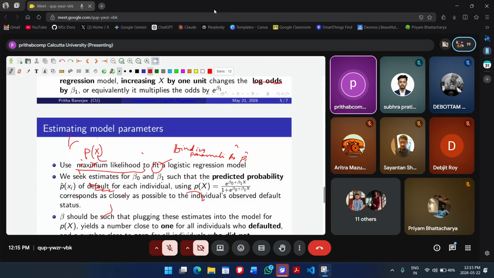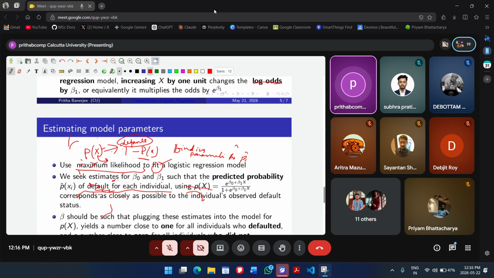Now what is this x? And the other one is 1 minus p of x. This x, I'm calling it the default class. That is one class I'm considering, and 1 minus p of x is the other class. That's why I'm using this term default. So we seek estimates for beta 0, beta 1 such that the predicted probability p of xi of default for each individual, using this formula p of x.